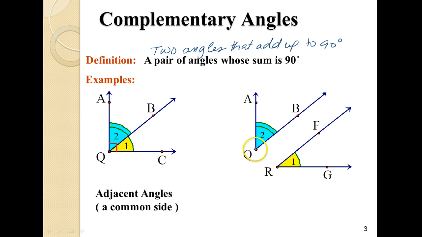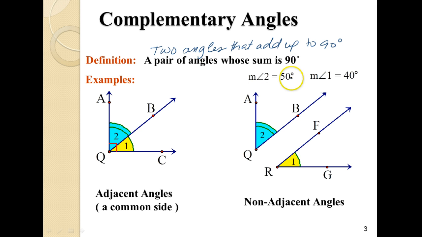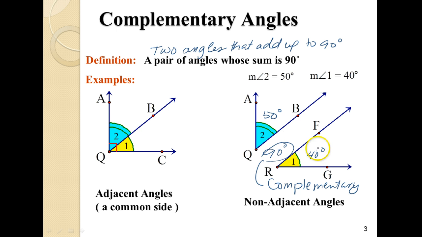Now, these two, they could add up to 90 degrees, but however, they will not be adjacent. Alright, so angle 2 could be 50 degrees. And angle 1 is 40 degrees. So those guys will add up to, when we do 50 plus 40, we get 90 degrees. So these will be complementary angles because they add up to 90 degrees. And same thing as over here. Over here they are non-adjacent, and over here they are adjacent.